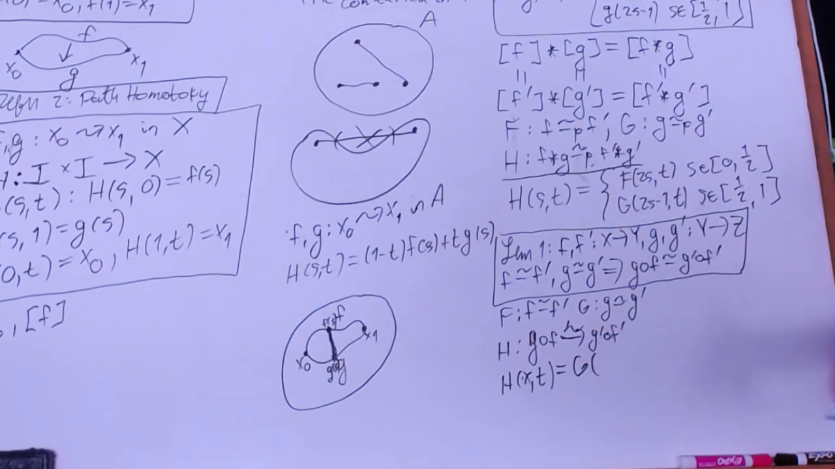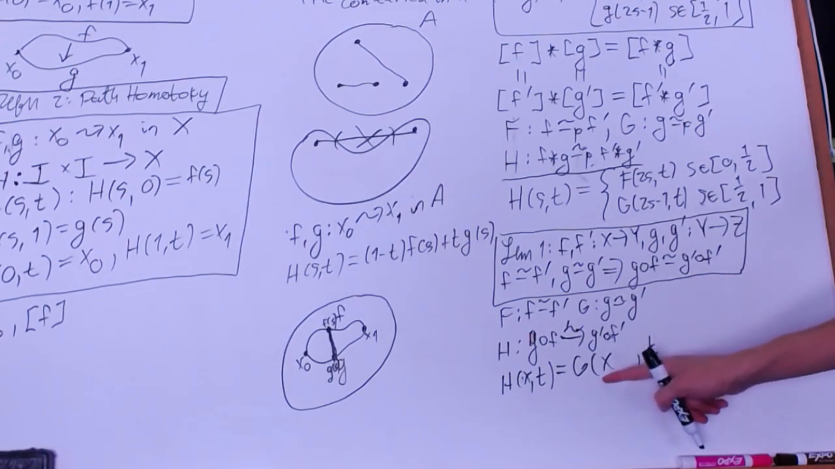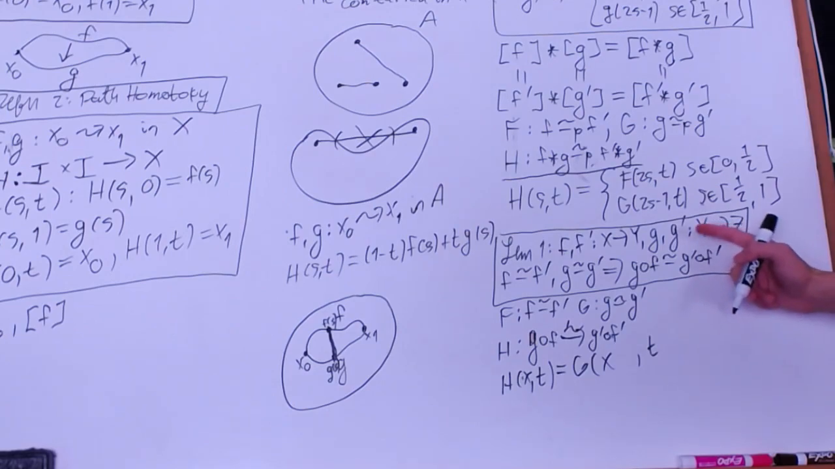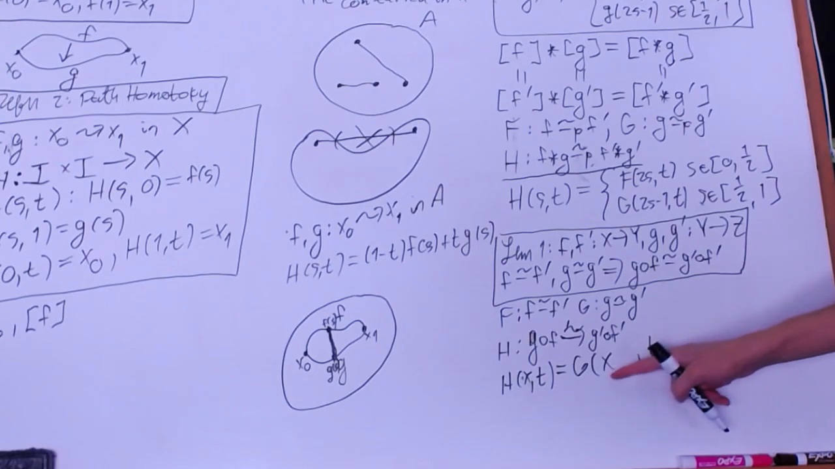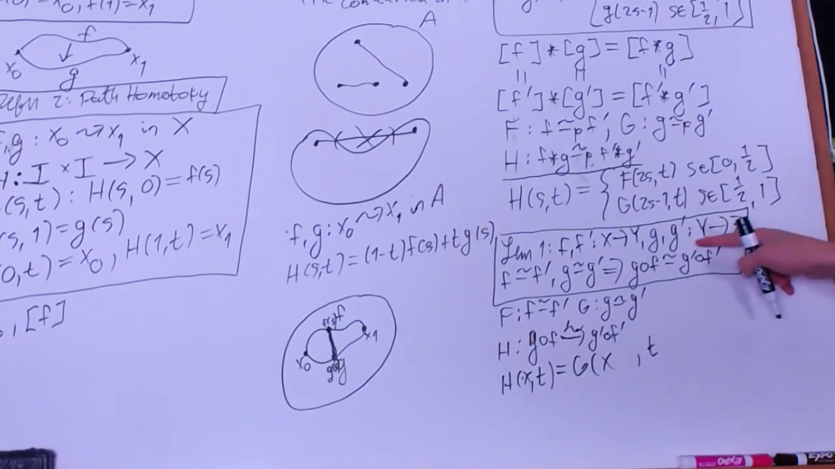Alright, now g has two inputs, x and t. What should this x be? Because this x will come from y. Because, again, g is a homotopy from g to g prime. So this x value comes from the domain of the functions, which is y.